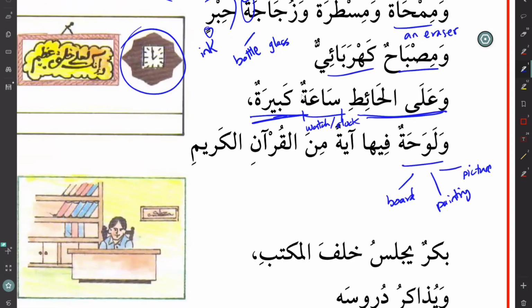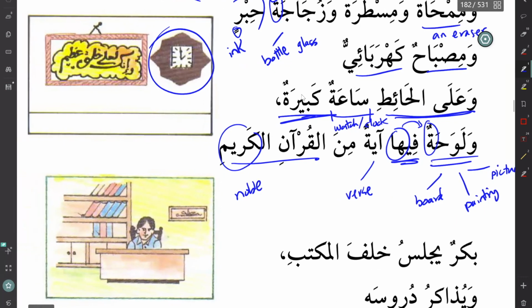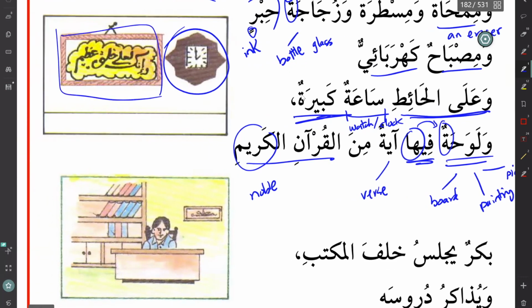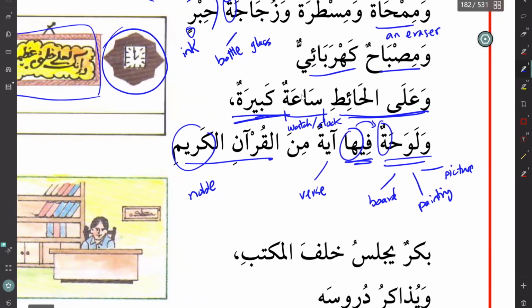So it says walawhatun fiha, in it. Why are we saying ha? Because lawha is feminine, right? In it, ayatun. What is ayah? Again, ayah also has a lot of meanings. Here it could mean verse, because it says minal Qur'anil Karim. So a verse from the noble Quran. Karim means noble. So now we can understand that lawha here is probably a painting or picture. You can also translate it as a board, the meaning doesn't change too much, but it's something painted or some kind of picture that has an ayah of the Quran written on it.